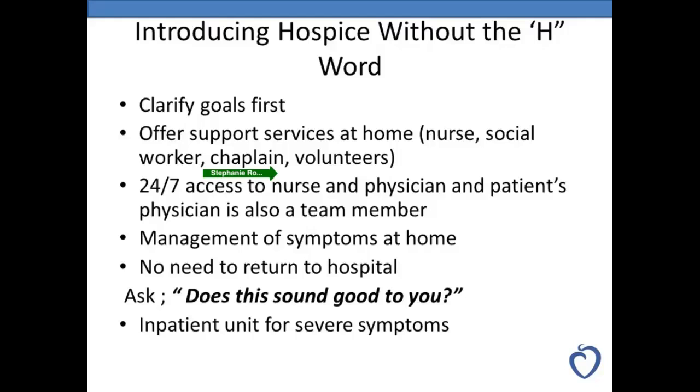And we also tell them, of course, that if the symptoms get very severe and we cannot control them in the home and we think they need additional help that we cannot provide in the home, we have inpatient units where we can take them and provide those services, but they don't necessarily have to come back to the hospital. And we also tell them that they can opt out of the hospice anytime they want. And if they wish to absolutely come to the hospital, they can, but we will involve and help them with those decisions.